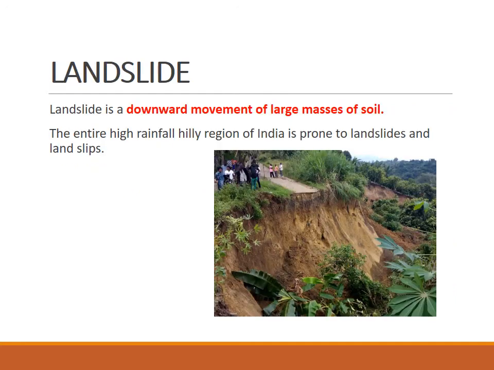Next one is landslide. It is the downward movement of a large mass of soil. In India, in high rainfall areas as well as hilly areas, we can see these landslides.